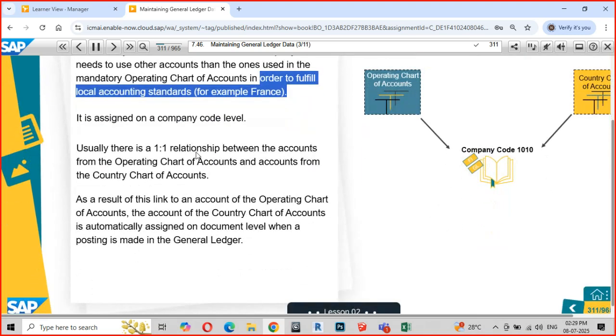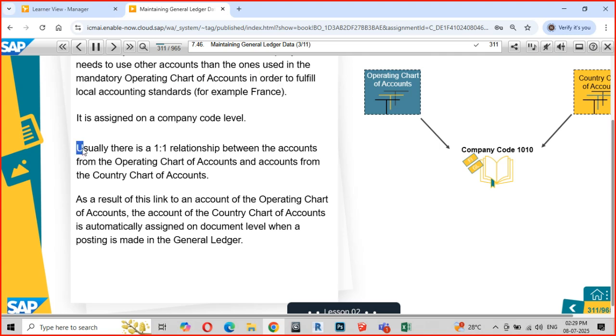Usually there is a one-to-one relationship between your operating COA and the company code. Clear? Because it is mandatory that one company code must be assigned to only one operational chart of accounts. One company code cannot have more than one operational COA. Let me make that point.